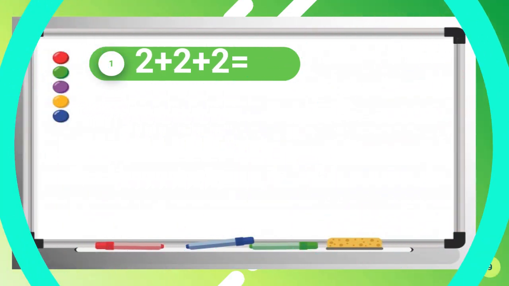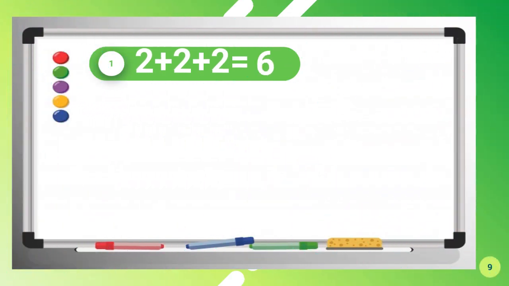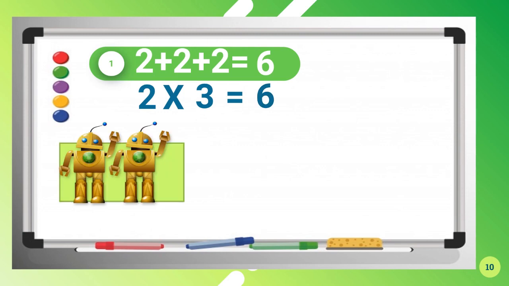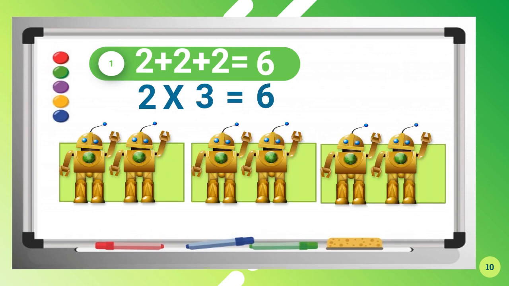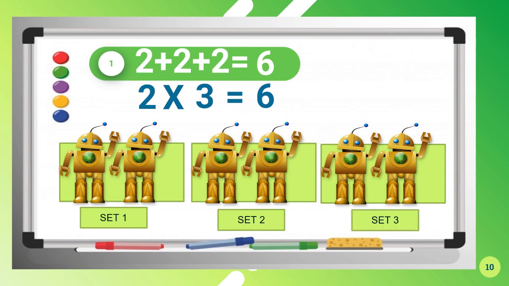2 plus 2 plus 2 is equal to 6. Or we can write it as 2 times 3 equals 6. We can visually show 2 times 3 equals 6 like this. There are 2 robots in each set and we have 3 sets. The total number of robots is 6.